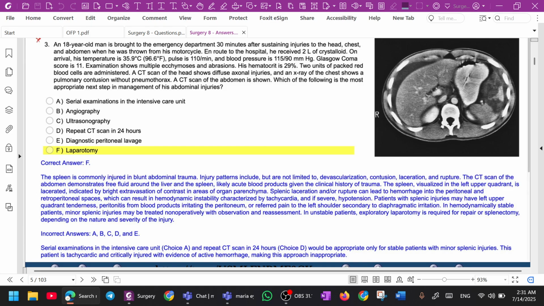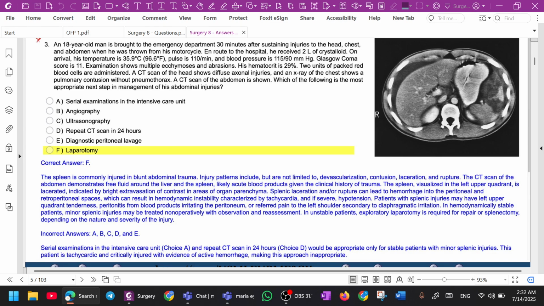Splenic laceration and rupture can lead to hemorrhage into the peritoneal and retroperitoneal spaces, which can result in hemodynamic instability characterized by tachycardia and severe hypotension. Patients with spleen rupture may have left upper quadrant tenderness, peritonitis with blood products irritating the peritoneum, or referred pain to the left shoulder secondary to diaphragm irritation. In a hemodynamically stable patient, minor spleen injuries may be treated non-operatively with observation and reassessment. In unstable patients, laparotomy is required for repair or splenectomy, depending on the nature and severity of the injury. It's not C.